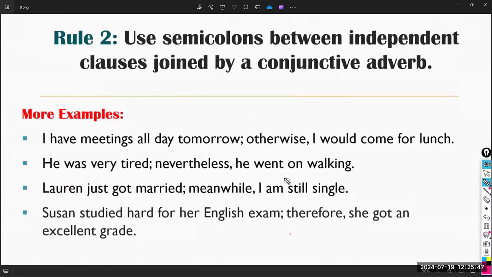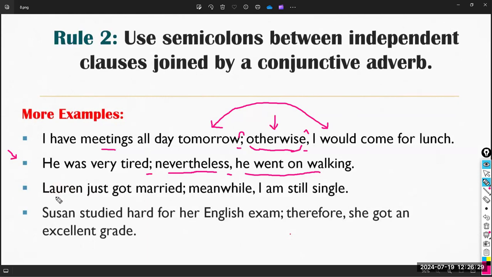Absolutely, we have more examples. Now, this example is saying: I have meetings all day tomorrow; otherwise, I would come for lunch tomorrow, for example, or something like that. So notice these are the two independent clauses. This is the conjunctive adverb, and this is the semicolon, which is before, and this is the comma, which is after, if I want to use the conjunctive adverb in the middle of the sentence. Example number two: he was very tired; nevertheless, he went on walking.